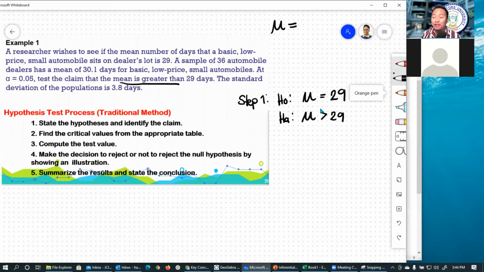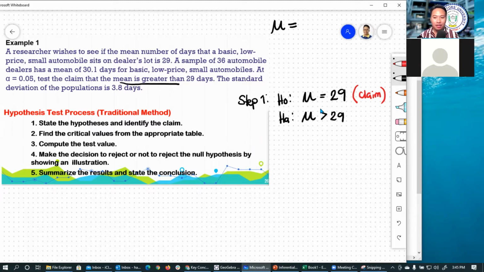Now, let's try to identify which one of these two is the claim. Is it the null or the alternative? Very good. It's the null. It's the null hypothesis claim. Any question on why the null is the claim? No questions? No question on why the null hypothesis is the claim, so I'm going to proceed. Okay, so let's proceed to step 2, guys.